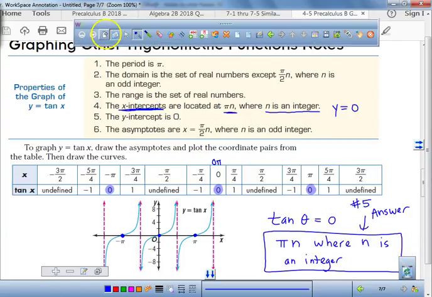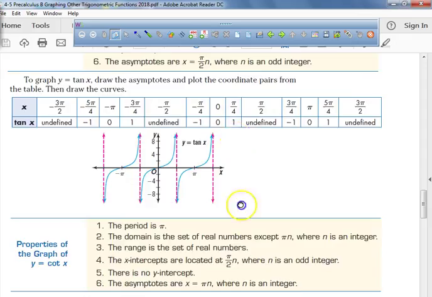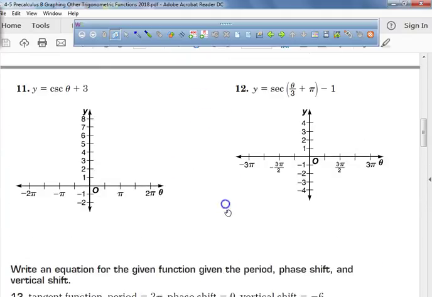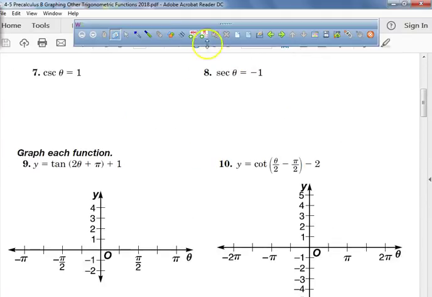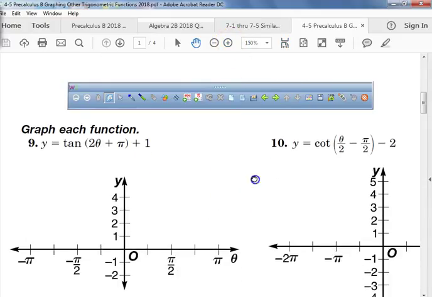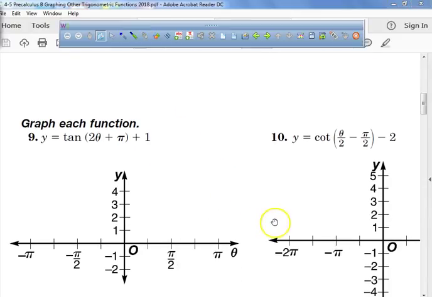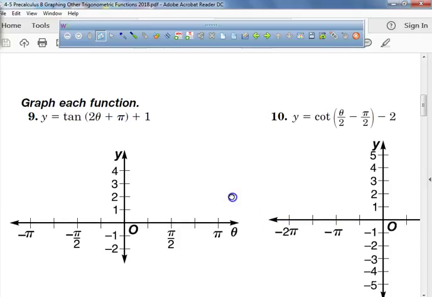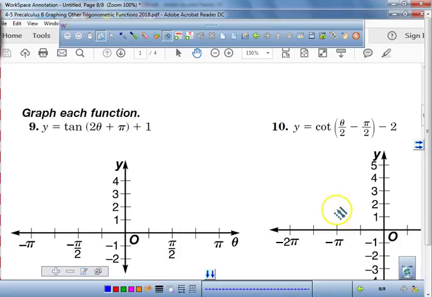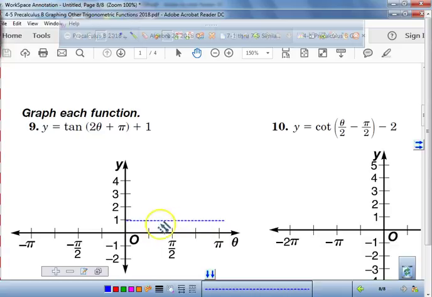Now, the last thing we're going to do today in this class is we are going to graph this function right here. No, we're not going to graph it all the way. I'm going to help you set up number 9. Okay? So here we go. The very first thing I'd like you to do is I'm going to do this, and see if you guys can understand why I'm asking you to do this.